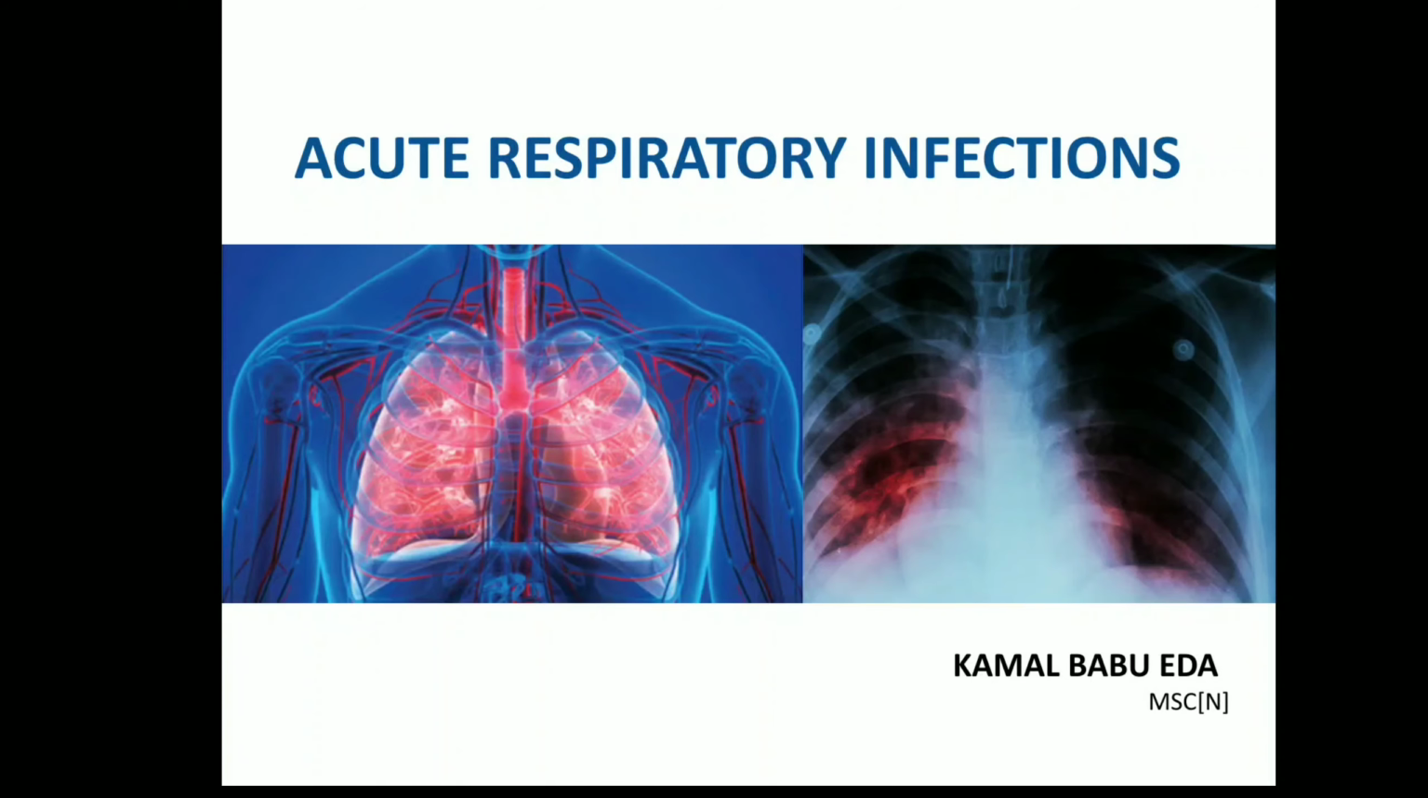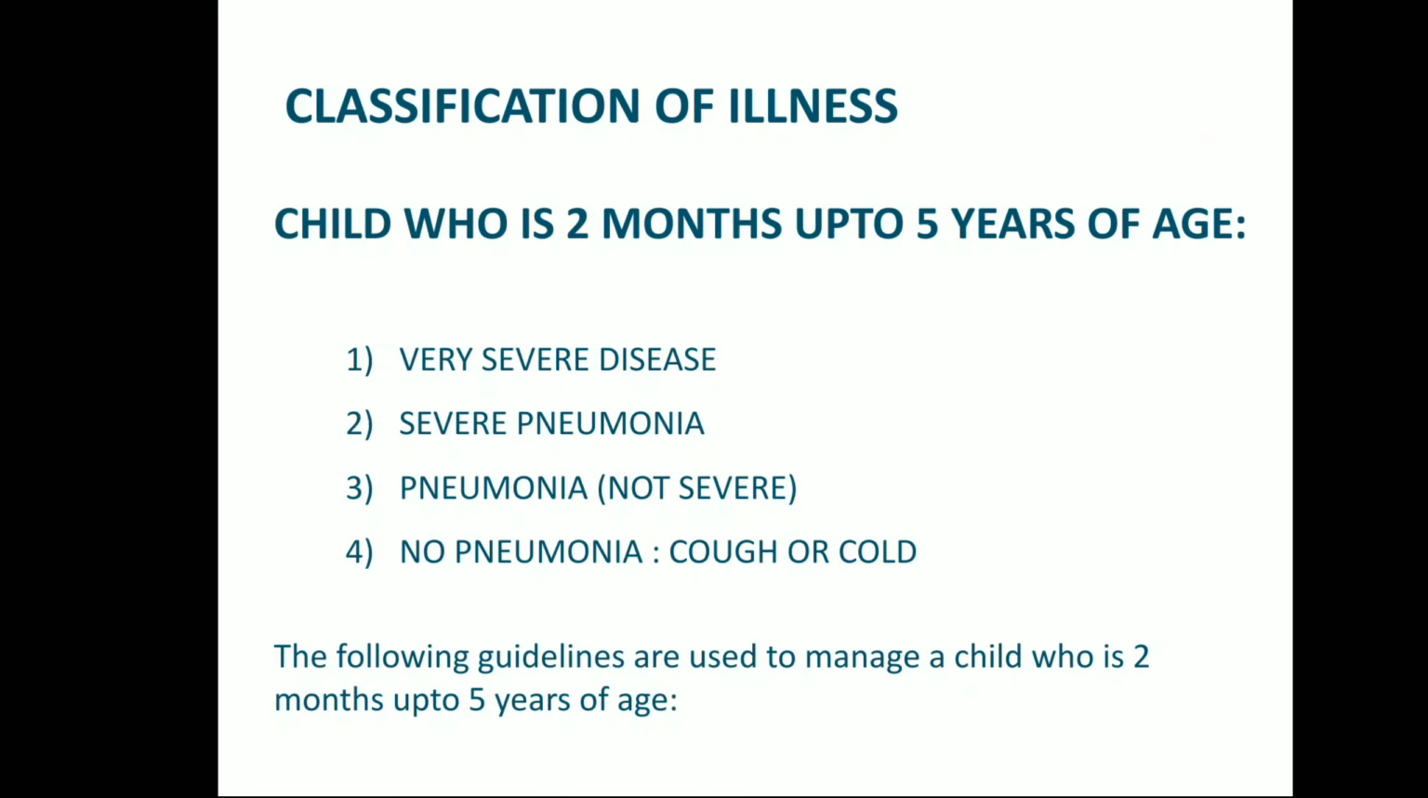The classification of illness based on the signs and symptoms. Coming to the classification of illness, how you can classify the child: we are classifying the child age group from 2 months up to 5 years of age. So we are classifying mainly into 4 types. The first one is very severe disease, second one is severe pneumonia, third one is pneumonia which is not severe, and fourth one is no pneumonia.